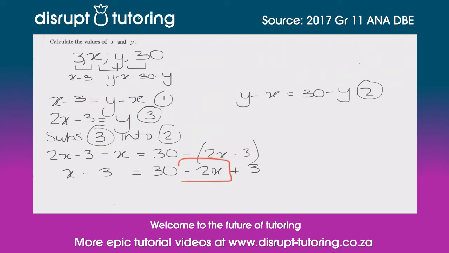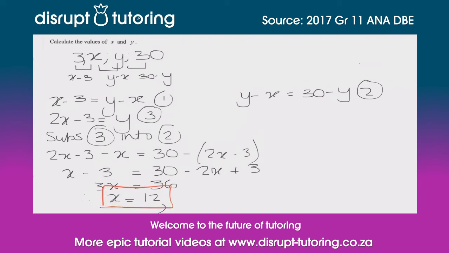Right, let's pull this 2x across, get all our x's on one side. That's going to be 3x. Then we've got 30 plus 3 gives us 33, plus another 3 gives us 36. And therefore we know that x is equal to 12. But that's not the end of the work.